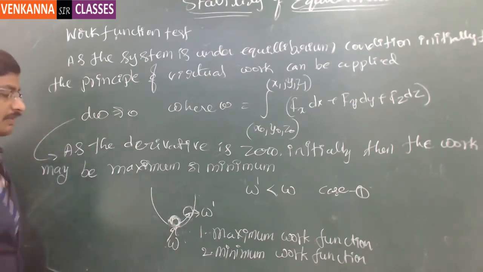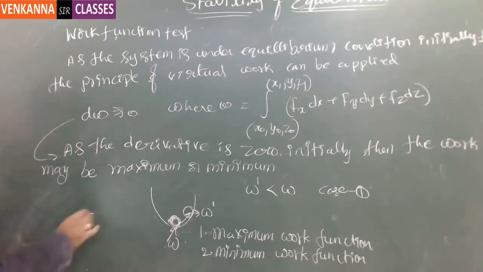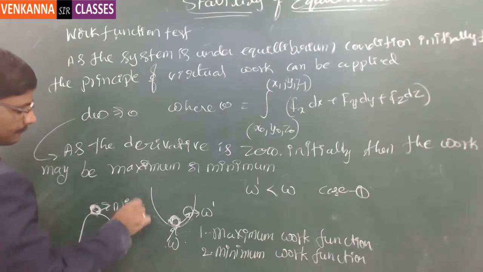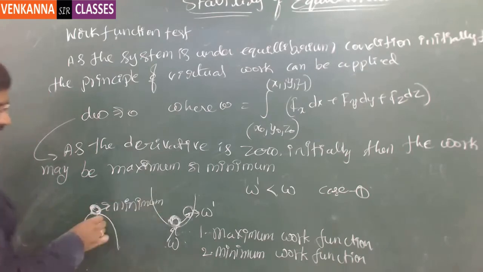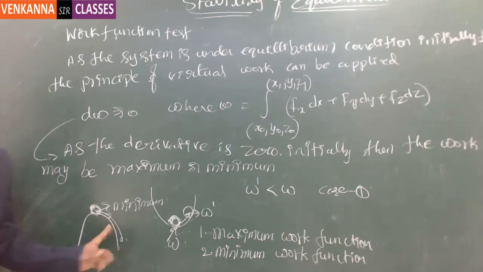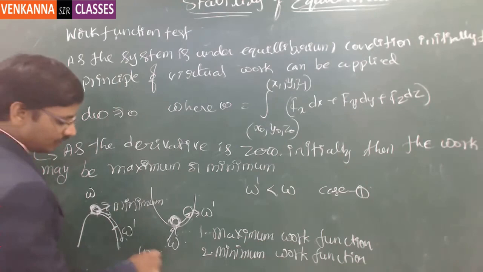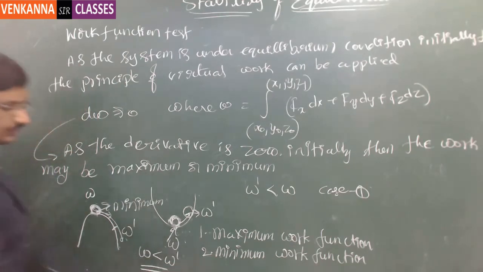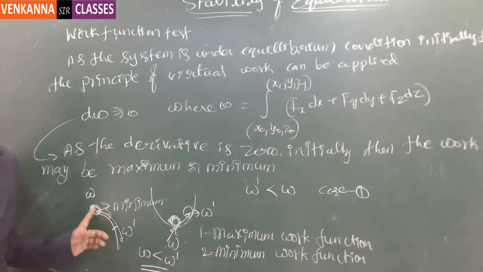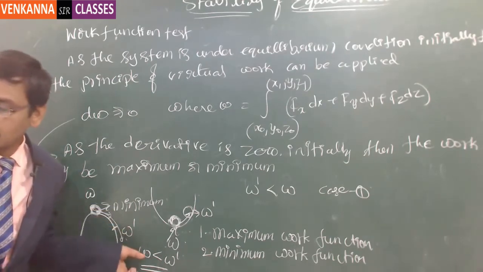Suppose I take the other way, where this is the minimum work function. Then it will be this kind of scenario, wherein the ball is like this. So here is the minimum work function. If you give a little displacement, it will fall down like this. So here W and here W dash, W is less than W dash. If W is less than W dash, then if you give a little force, this force will do positive work and the ball will try to move away from there.